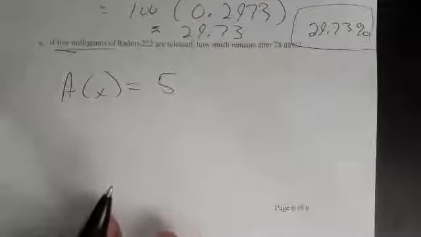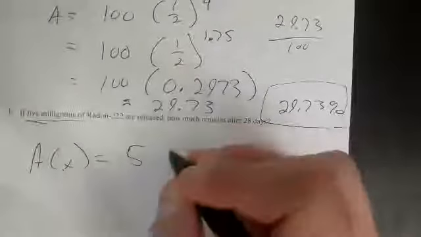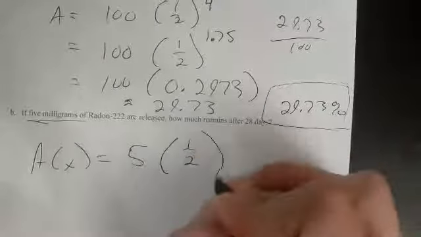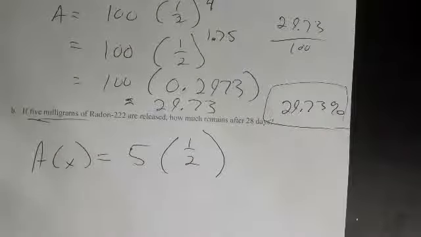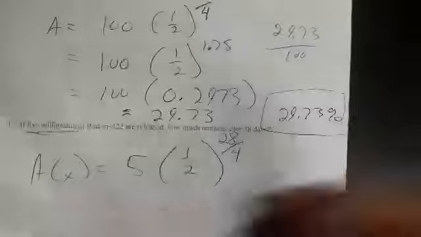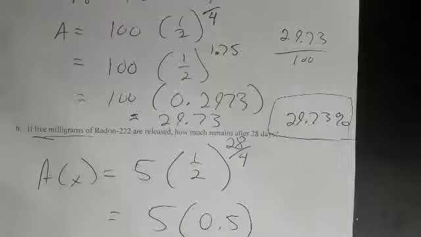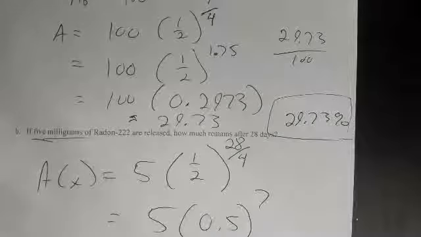If 5 milligrams of radon-222 are released, how much remains after 28 days? So my A naught is the 5 that I'm starting with. The 1/2 is there. My K is still the same, it's still 4. My X is the thing that is 28. 28 divided by 4 is going to give me 7. So you're doing 0.5 to the 7 and multiplying that by 5.